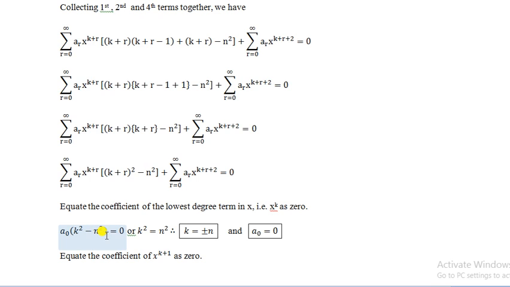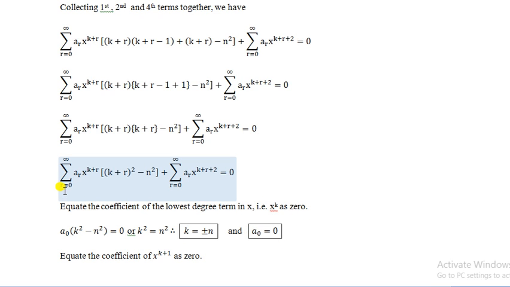So a naught times k square minus n square equals 0. If we divide both sides by a naught, the remaining terms are k square minus n square equal to 0, or k square is equal to n square. So k square equal to n square means k is equal to plus or minus n. Here a naught is not 0; otherwise you would have a naught equal to 0 and k square minus n square equal to 0. So this gives k value as plus or minus n and a naught arbitrary. When we substitute r equal to 0, we get the a naught value.